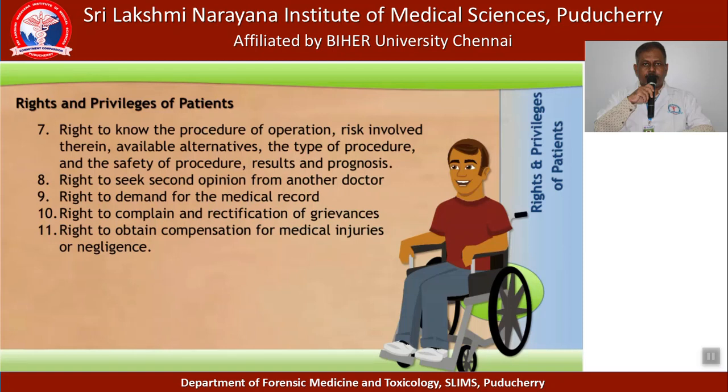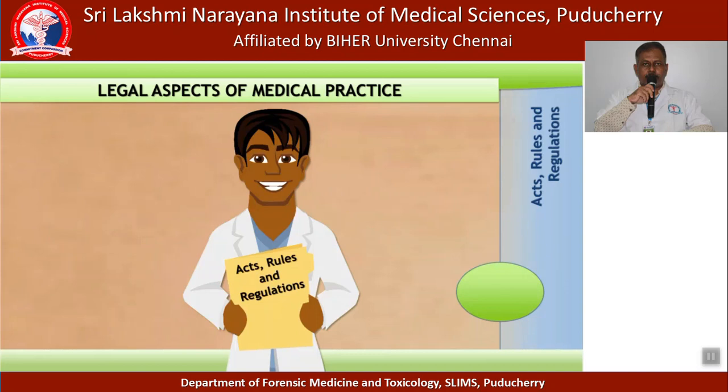Right to know. Right to seek a second opinion from another doctor. It's coming again and again, but remember both sides, doctor versus the patient too. Right to demand the medical records. Right to complain or rectification of grievances. Right to obtain compensation for injuries. If negligence happens at the hand of the doctor, he can have compensation. He will go to court. So the rights and privileges have been mentioned here.